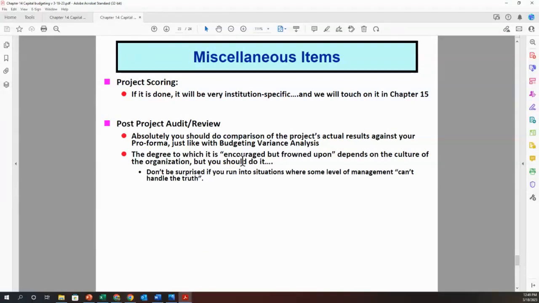Post-project audit review, absolutely. You should do comparisons of your project's actual results against your pro forma. It's just kind of like your budget variance. I'll just tell you, there may be examples of encouraged but frowned upon. It depends on the culture of the organization. I can tell you that one of the reasons I left the University of Chicago many years ago was exactly over this issue. There was a project.